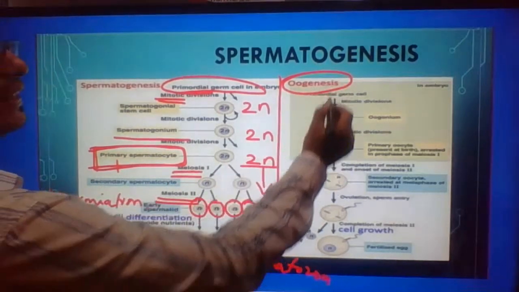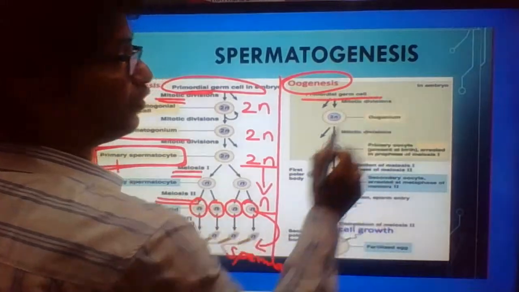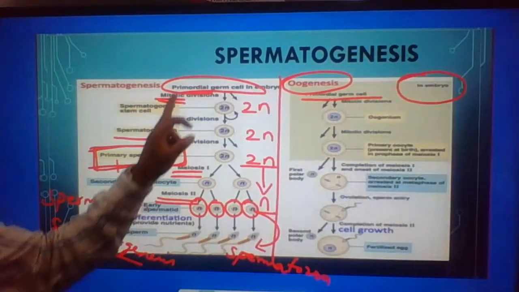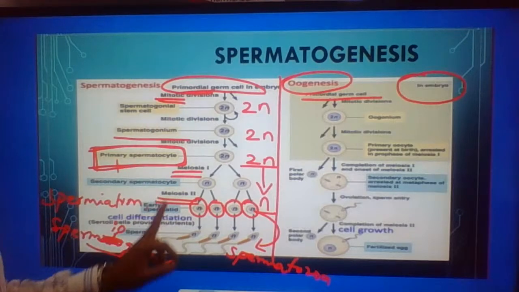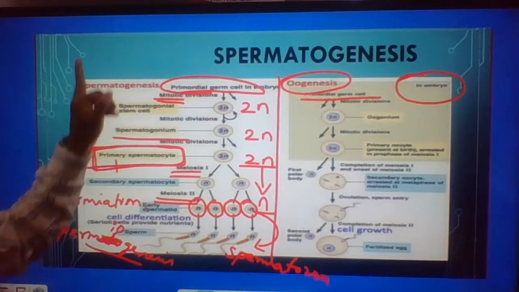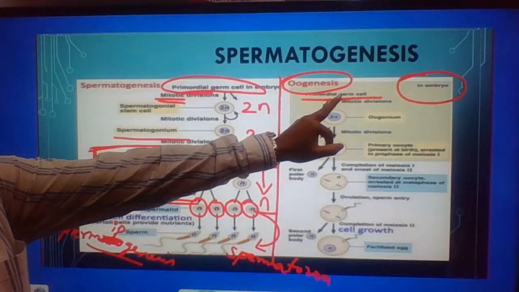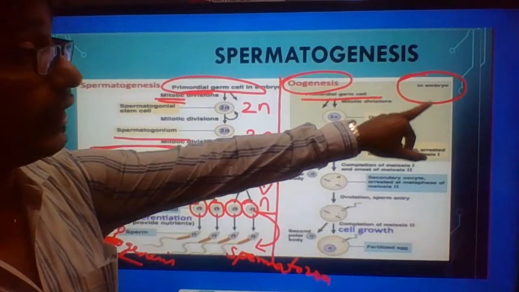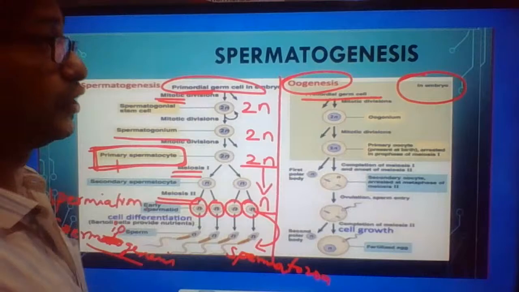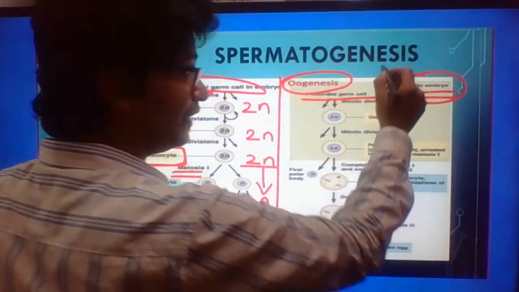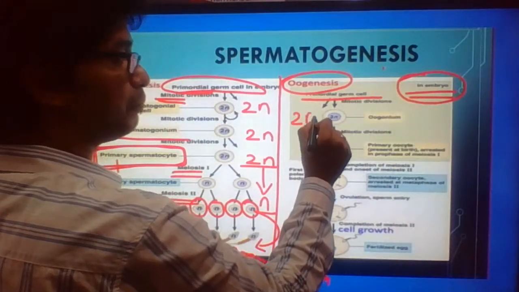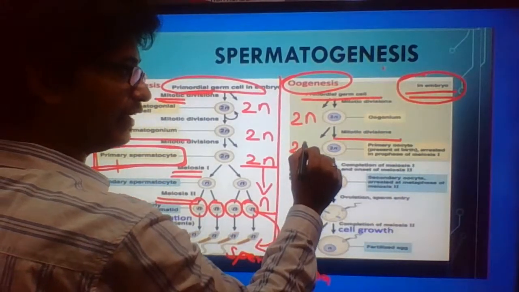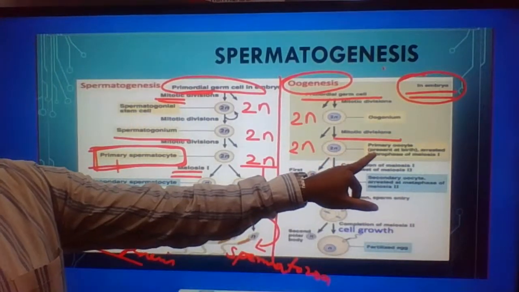All right. In oogenesis, the same way, the primordial germ cells, but you should remember where it occurs: in the embryo. But in boys, spermiogenesis takes place only once after they attain puberty. But when does oogenesis start? The oogenesis starts already at the embryo stage, in the mother's womb, when the female child is forming. So in the embryo itself it has begun. Now this leads to the formation of the diploid oogonium. It undergoes mitotic division, and the primary oocyte forms.